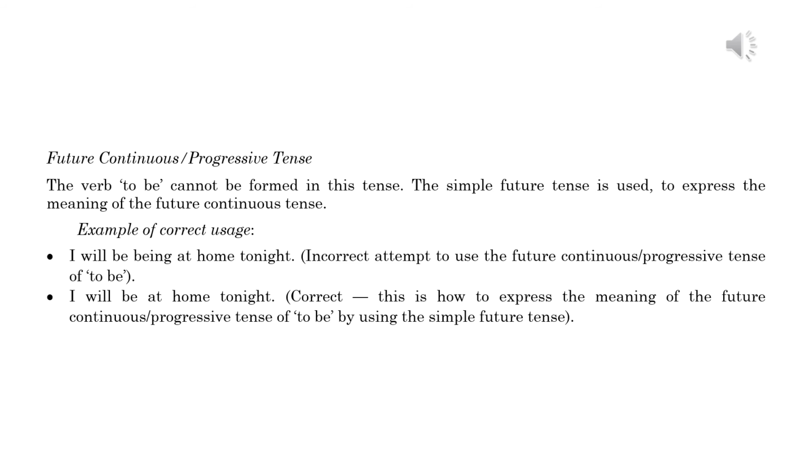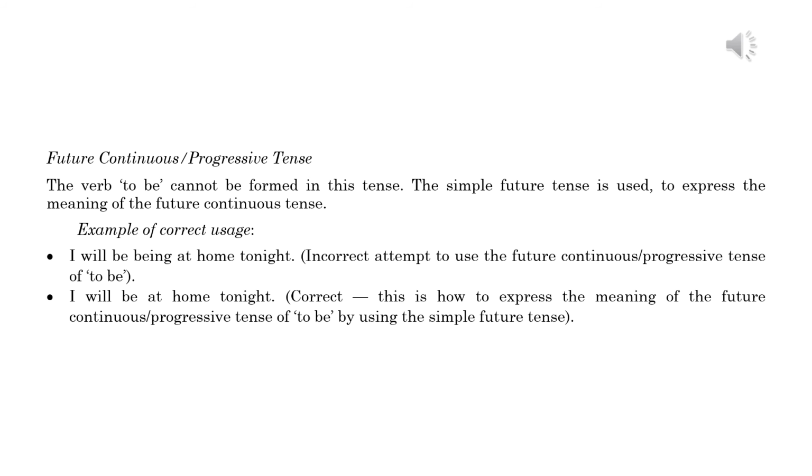Future continuous or progressive tense. The verb to be cannot be formed in this tense. The simple future tense is used to express the meaning of the future continuous tense.